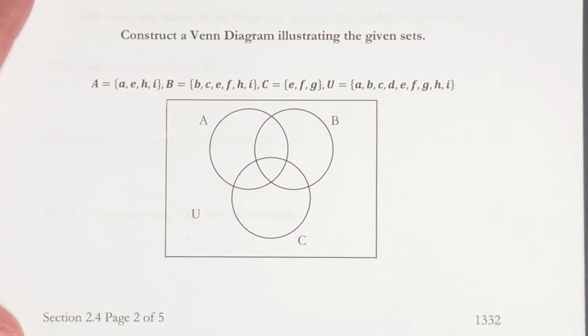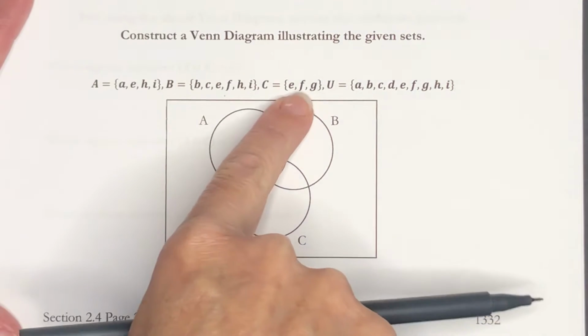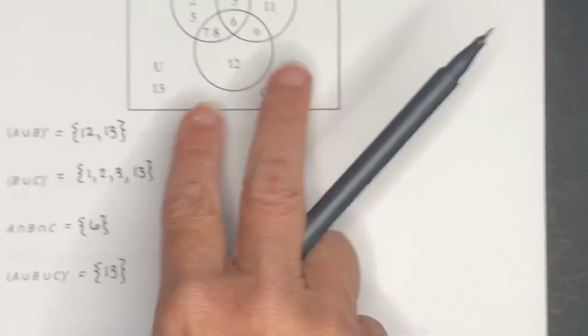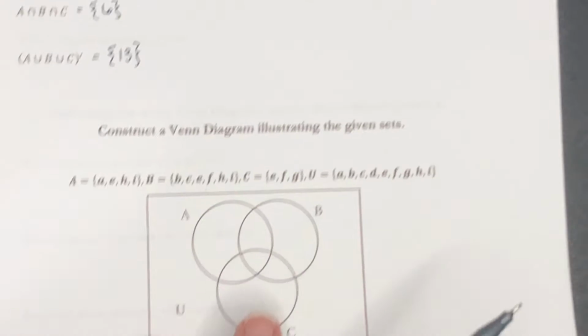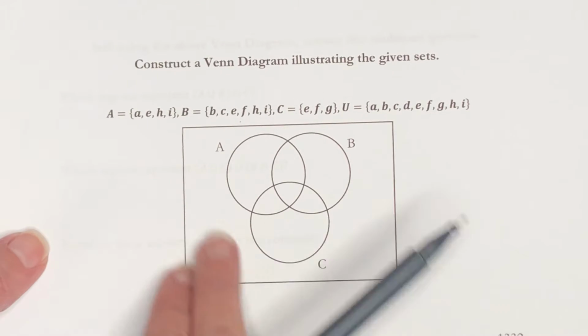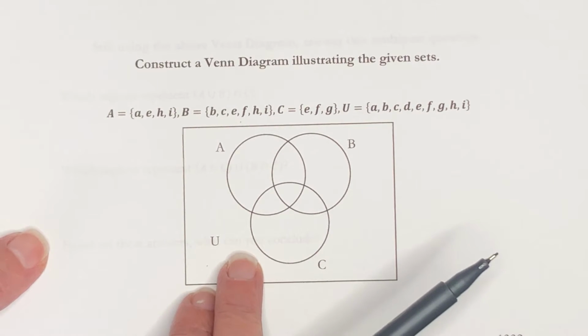This is part 2 of section 2.4. What we want to do on this problem is to construct a Venn diagram that illustrates these sets. On the previous problem, we were given the Venn diagram and we created the sets. Now we're given some information and we're supposed to fill out the Venn diagram ourselves.